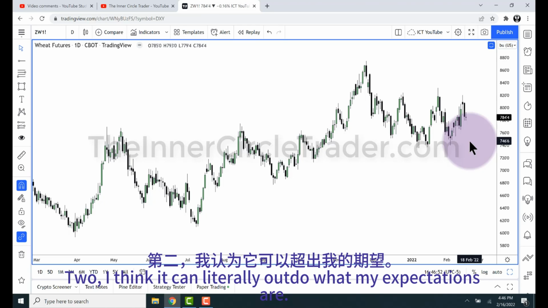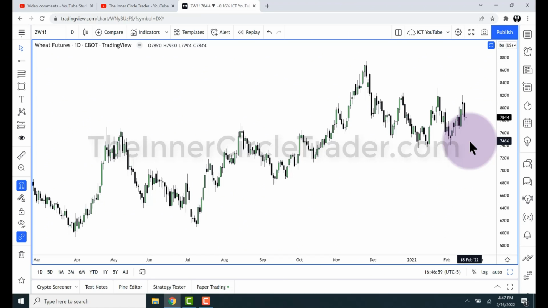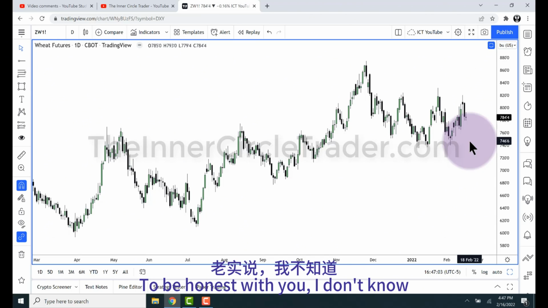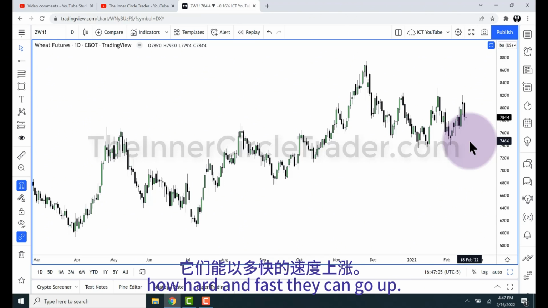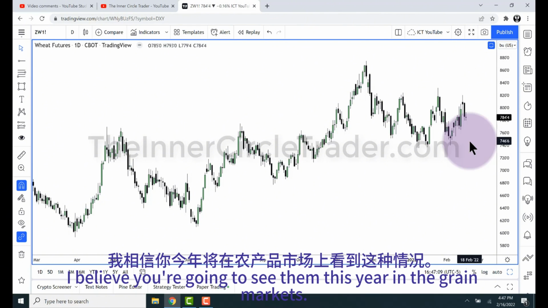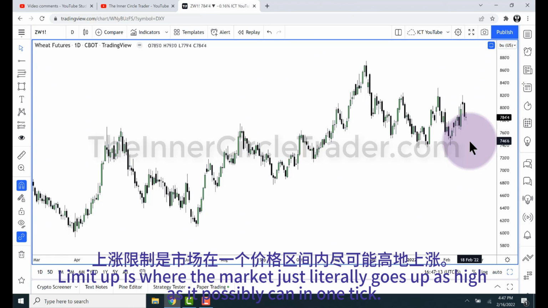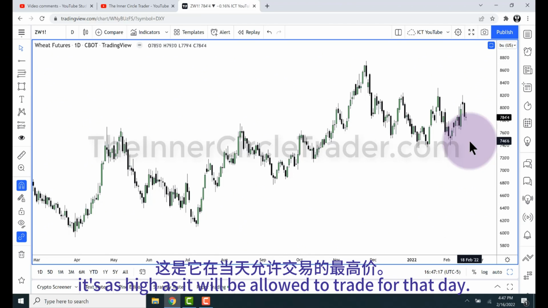Two, I think it can literally outdo what my expectations are. I'm thinking $20 a bushel for soybeans, but who knows? To be honest with you, I don't know how hard and fast they can go up. But if you've never seen limit up moves, I believe you're going to see them this year in the grain markets. Limit up is where the market goes up as high as it possibly can in one tick. At the open, it's as high as it will be allowed to trade for that day.